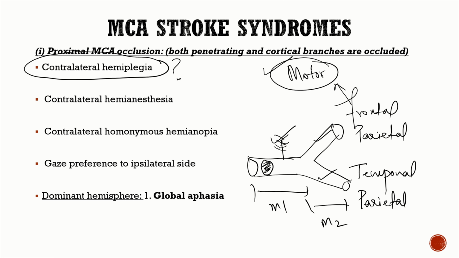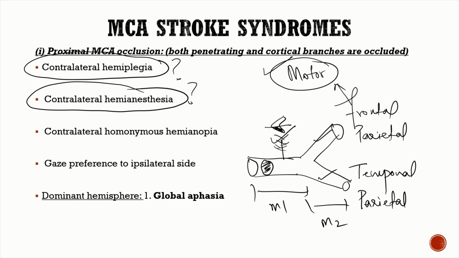And next, your lenticular branches are also involved over here. This, as you know, is going to supply the posterior limb of the internal capsule. So because of this also, overall you're going to get contralateral hemiplegia because of internal capsular involvement, and also the motor cortex is infarcted. Then contralateral hemisensory loss. So why do we get this?